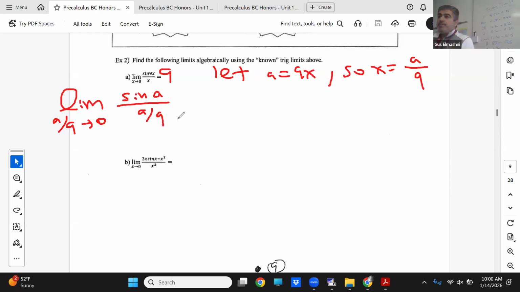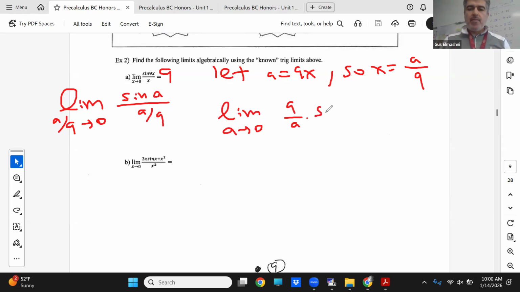Does that make sense so far? Yeah. Now what happens is I could flip over the bottom fraction. And by the way, if a over 9 is approaching 0, a is approaching 0. So now you have 9 over a times sine a. Or if I use my limit properties, we talked about this the other day, I could break it off like this.